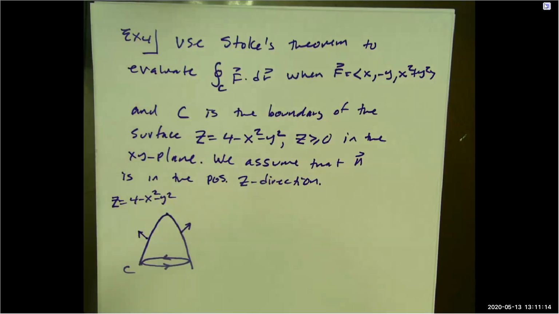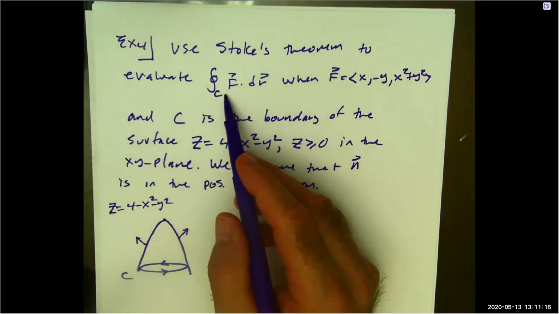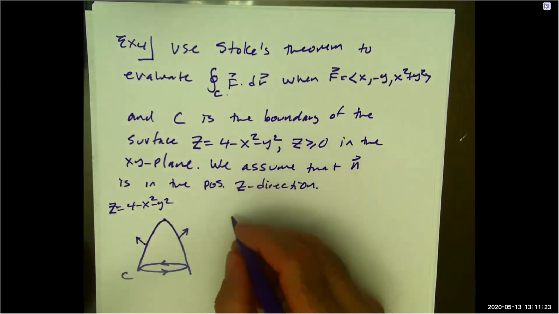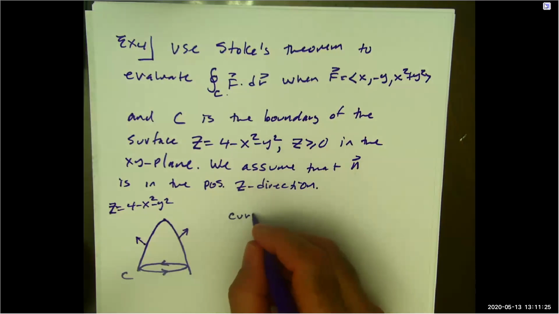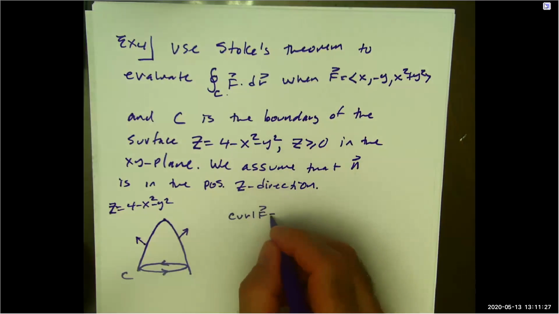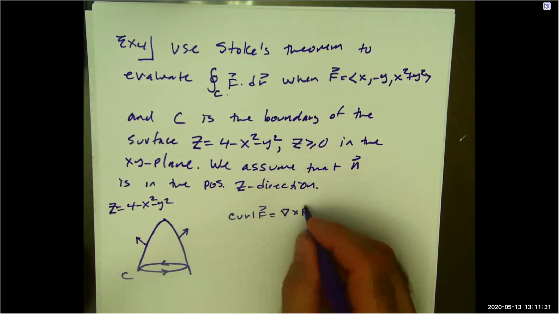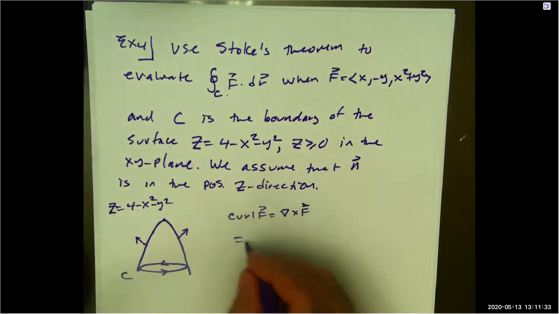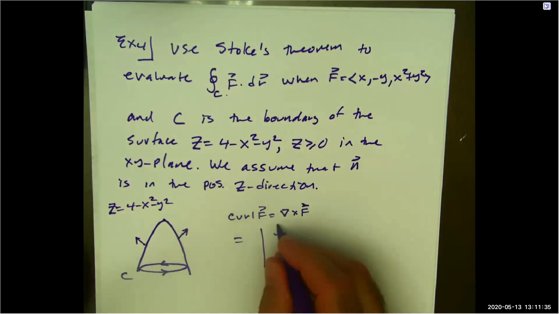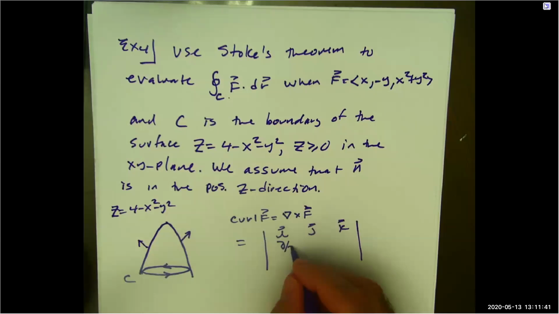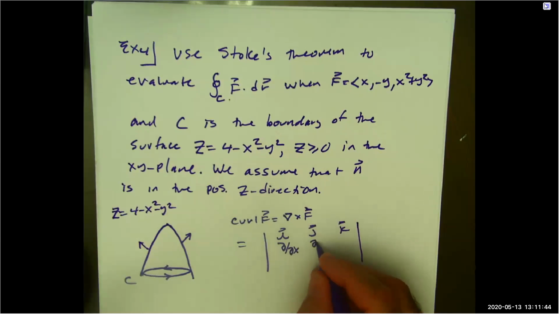All right, so in order to calculate this line integral using Stokes' theorem, we have to calculate the surface integral using the curl. If we look at the curl of F, remember that that's equal to the del operator crossed with F. And so we're going to have the i, the j, and the k, and then we have these partial derivatives. Hope you're starting to get the hang of this now.